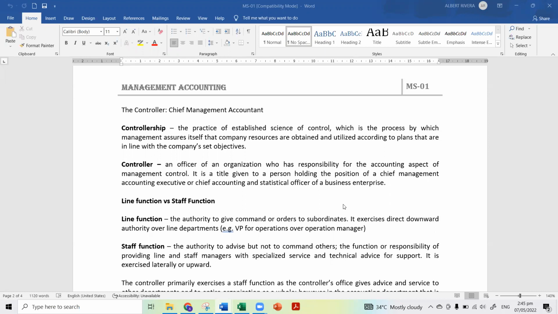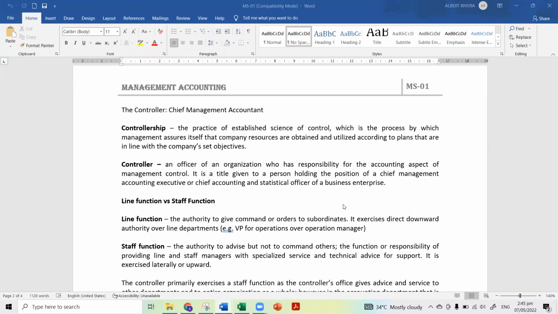Kasi this management accounting is for internal use, meaning these are specialized reports that would cater the needs of the management. Unlike in financial accounting, siyempre ang end product natin doon is the financial statements which will be used by the public, no? External yan. Okay? Ito naman internal. Okay?